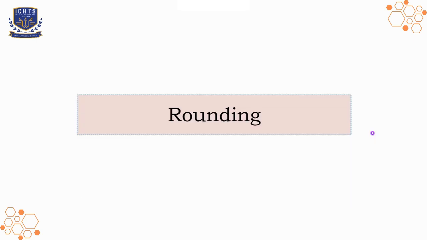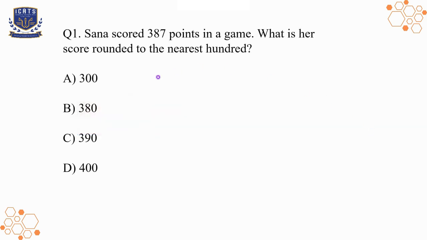Now we will do questions related to rounding. Question number 1. Sana scored 387 points in a game. What is her score rounded to the nearest hundred? Option A is 300, option B is 380, option C is 390, and option D is 400.